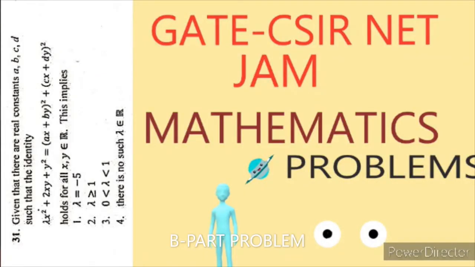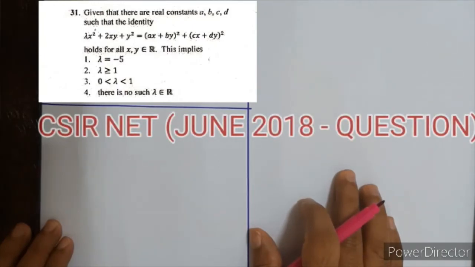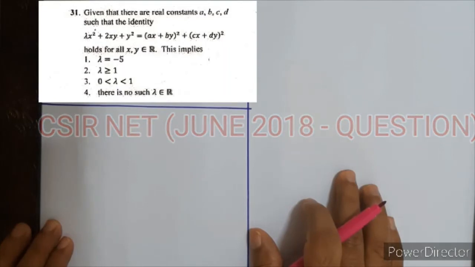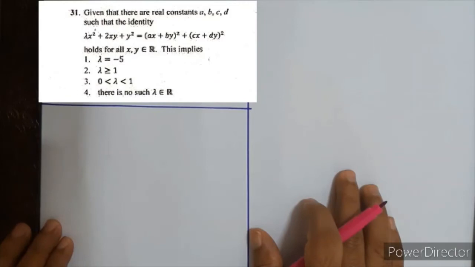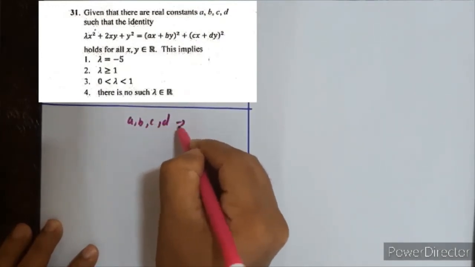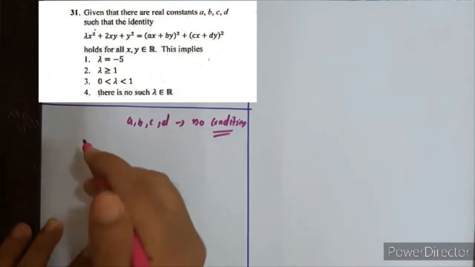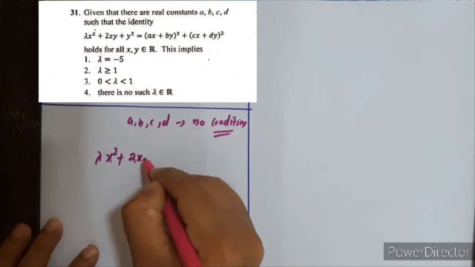Given that there are real constants a, b, c, d such that the identity lambda x square plus 2xy plus y square is equal to (ax plus by) whole square plus (cx plus dy) whole square holds for all x, y belonging to R. This implies: first option is lambda equal to 5, second option is lambda greater than or equal to 2, third option is 0 less than lambda less than 1, and fourth option is there is no such lambda in R. Now here, given a, b, c, d, there is no condition on a, b, c, d.